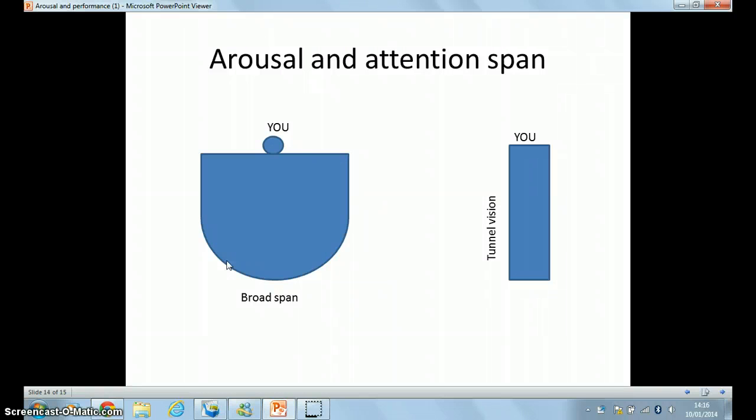Optimal arousal, which will give you a broad attention span, could happen with a quarterback when they are at optimum level, so in the NFL this means they can see all the runs that are happening. But if they are having a poor game and have low arousal, they will have tunnel vision and struggle to concentrate on more than one runner.